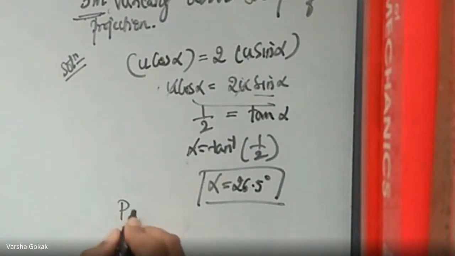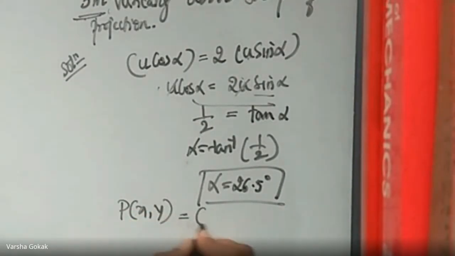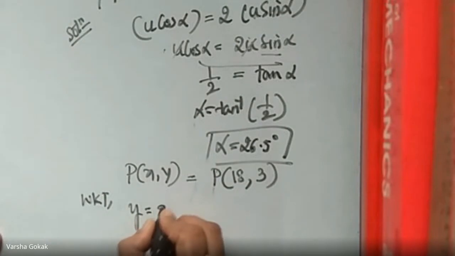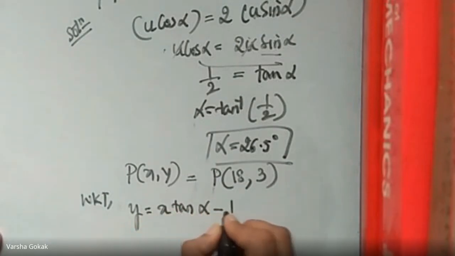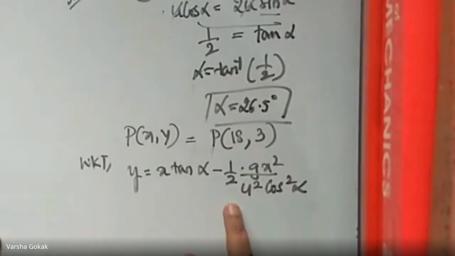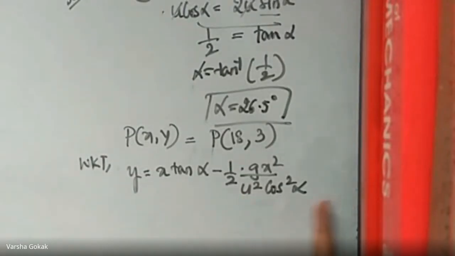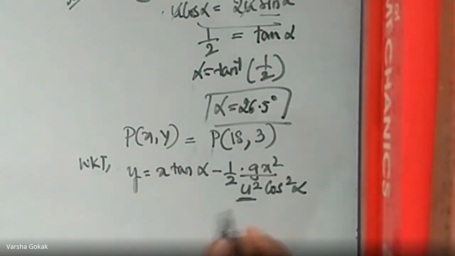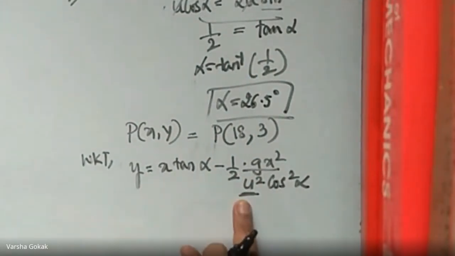Once that is done, point P(x, y) is given to us, which is nothing but x coordinate is 18, y coordinate is 3. We know the equation of parabola: y equals x tan of alpha minus half of g x square divided by u square cos square alpha. That we derived some time ago. So put x equal to 18, y is 3, alpha value you have. The only unknown is u. Get the value of u, and once you get u, then we find range.